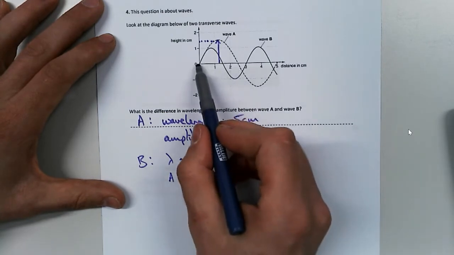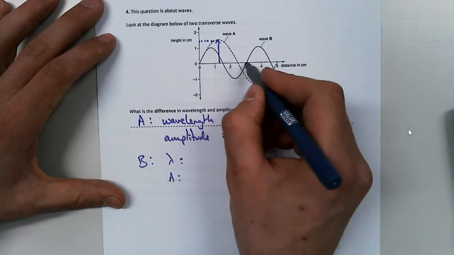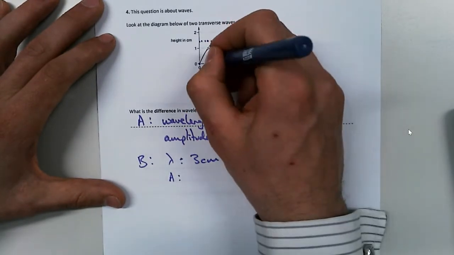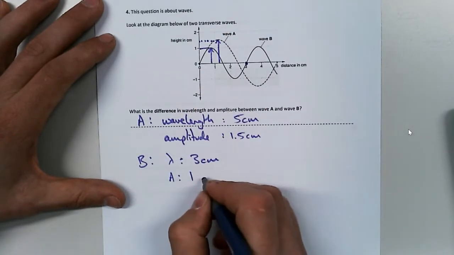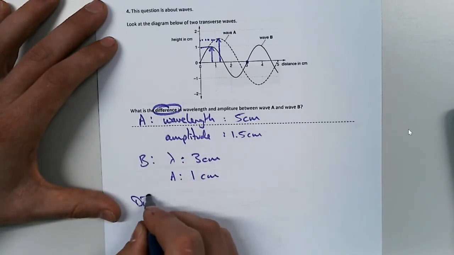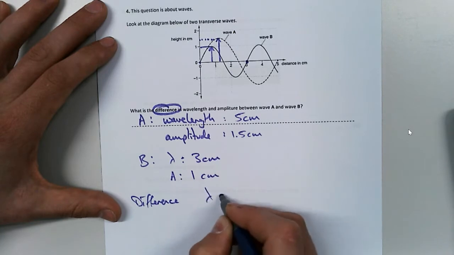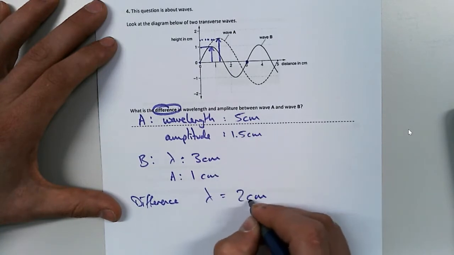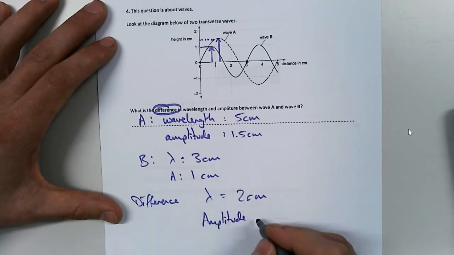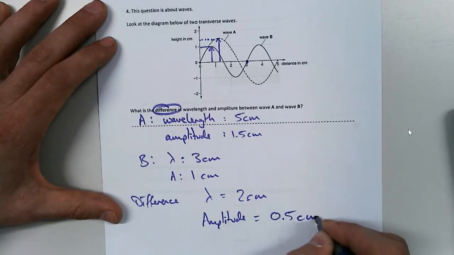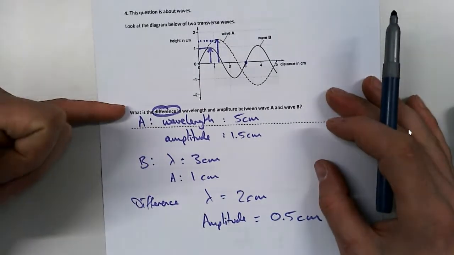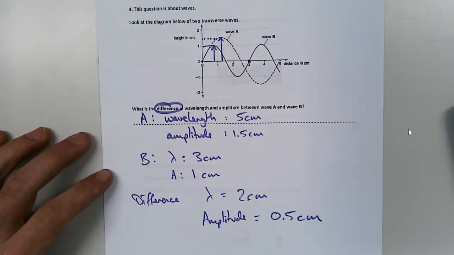For B, wavelength and amplitude: the wavelength for B we can see is from here to here, which is 3 centimeters, and the amplitude is 1 centimeter. So importantly, it's asked for the difference. So this is not the answer. The difference in wavelength is 5 minus 3, which is 2 centimeters, and the amplitude 1.5 minus 1 is 0.5 centimeters. So it always pays to read your answer and double check the question to see that you've answered it.